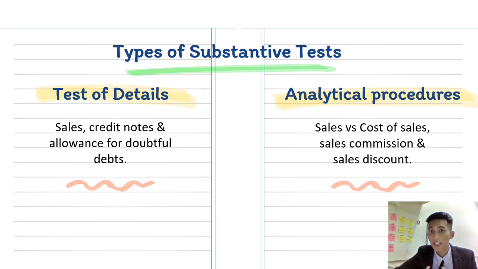So next is about types of substantive tests. Basically, there are two types of substantive tests. First one is tests of details. Tests of details are applied at the substantive testing stage. This includes sales, credit notes, and also allowance for doubtful debts. The second one is analytical procedures. Analytical procedures are applied at several different stages of the audit. These include sales versus cost of sales, sales commission, and also sales discounts.